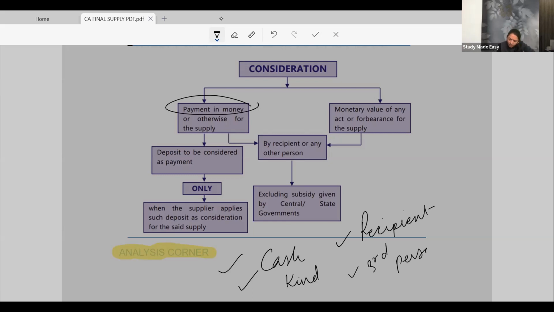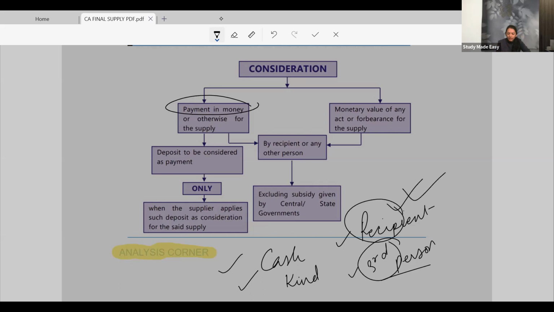and consideration could be paid by a third person. How is it possible? I am giving service to some other person and the consideration is paid by a third party. I am giving services to, let's say, Abdul, but his father is paying me the fees. So consideration is paid by a third person. Suppose Rajesh is the recipient, but consideration is paid by his wife. So a third person is paying the consideration. That is also okay. The person receiving the service paying the consideration is also okay.